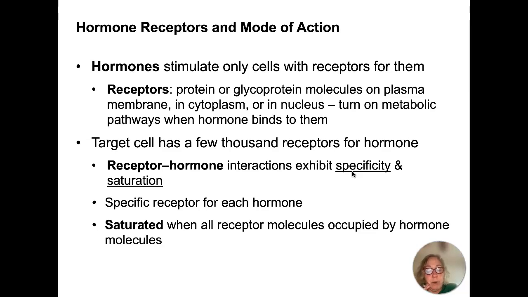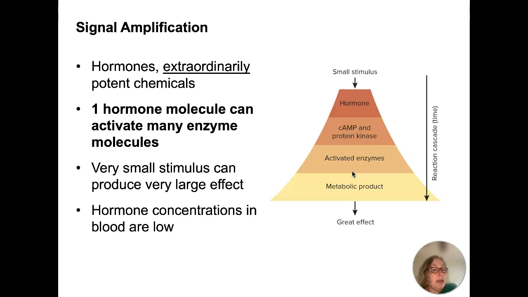Like if one rogue hormone goes and binds to one receptor, it's probably not going to turn anything on. There is a specific receptor for each hormone. And the definition of saturated is when all the receptor molecules are occupied by the hormone. So when all of the receptors have been saturated with their hormone, then something happens. Okay, so small stimulus, hormone, cAMP, we'll talk about cAMP. That activates enzymes. Remember, enzymes speed up the reaction but are not used up. That makes the metabolic product, and then you have an effect.